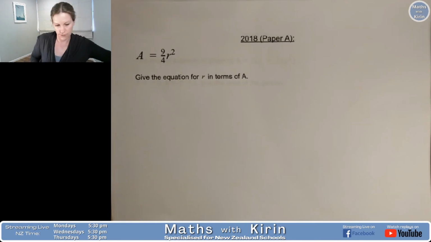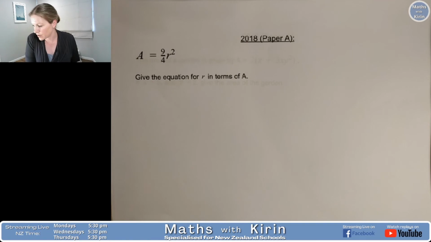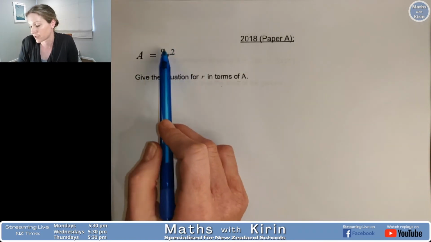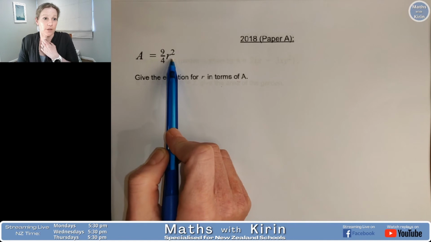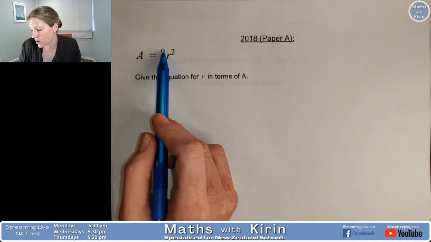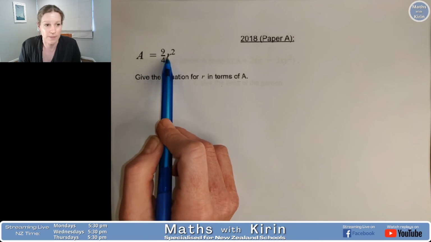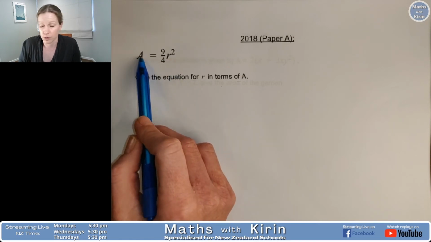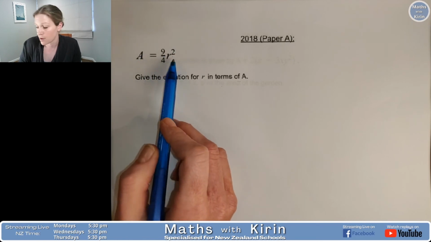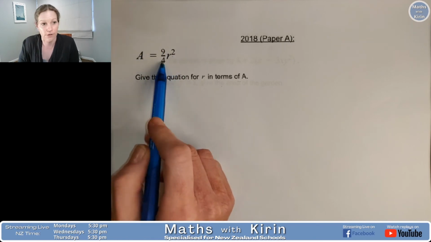Okay, so from the 2018 paper, another example for rearranging. Give the equation for R in terms of A. So we want to rearrange this to make R the subject. The first thing we might do is bring the 4 across. If you have 9 over 4 times R squared, you can multiply through by 4. Because R squared is multiplying 9 over 4, we multiply both sides of the equation by 4.